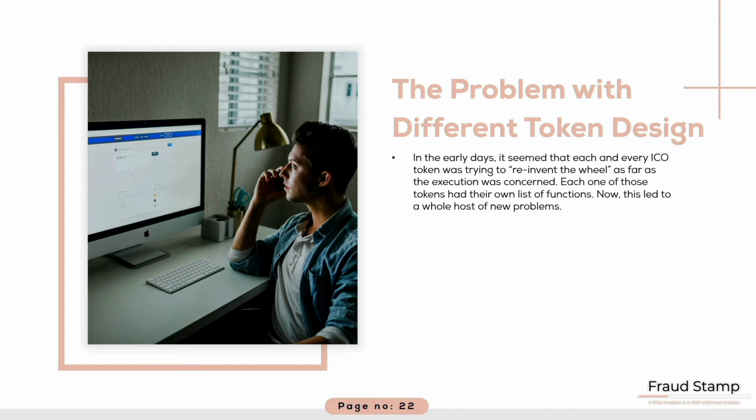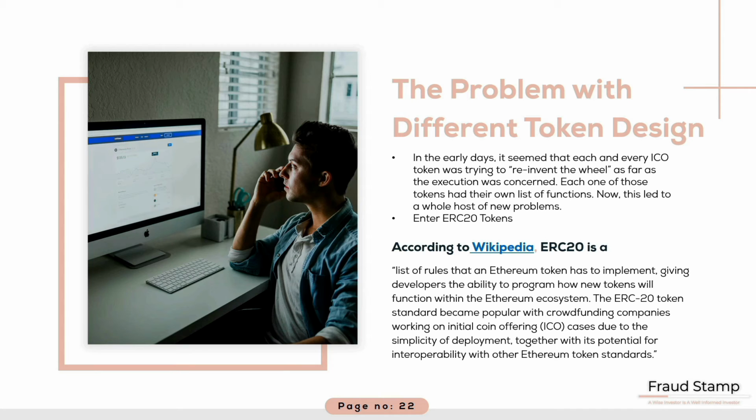Something needed to be done, and on November 19, 2015, Fabian Vogelsteller came up with an ingenious solution. Enter ERC20 tokens. According to Wikipedia, ERC20 is a list of rules that an Ethereum token has to implement, giving developers the ability to program how new tokens will function within the Ethereum ecosystem. The ERC20 token standard became popular with crowdfunding companies working on initial coin offering, ICO, cases due to the simplicity of deployment, together with its potential for interoperability with other Ethereum token standards. To keep it simple, ERC20 is a guide of rules and regulations that will help create a blueprint for Ethereum-based smart contracts to create their tokens. The ERC stands for Ethereum Request for Comment, while the number 20 is the number assigned to this request.